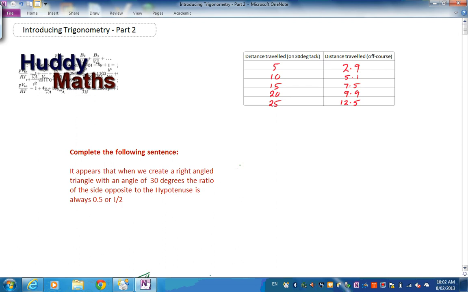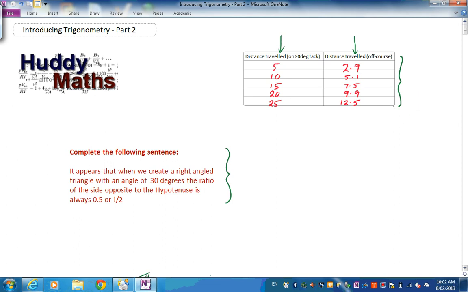Hey, welcome back to Trigonometry Part 2, and we've got some results here that you found from your sailing. I hope you like that. Did you get this sort of result? Okay, we're doing those scale drawings, and did you therefore see that every time you travelled on a 30-degree tack, the amount off course was about half?